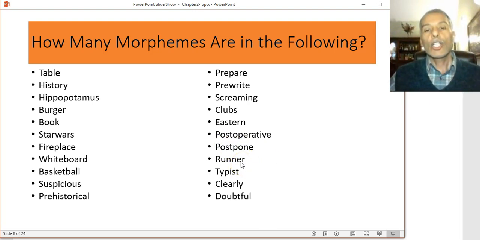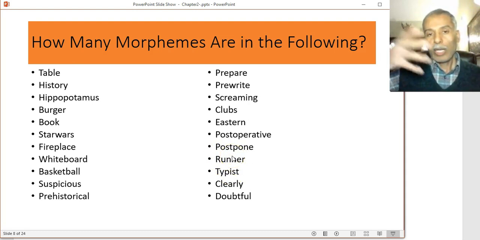Runner. Run is one morpheme and er is a second. So er is a bound morpheme. Run is a free morpheme. Typist. Type and then ist. Two morphemes. Clearly. Two morphemes. Doubtful. Two morphemes.